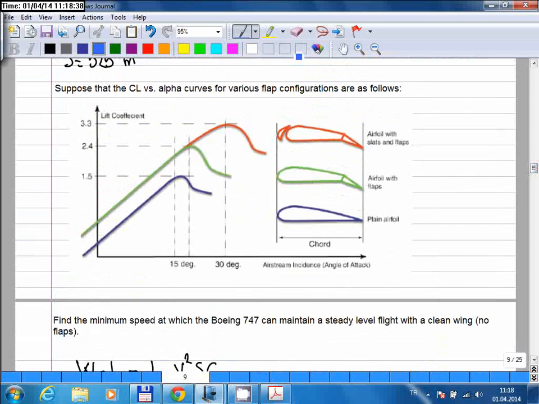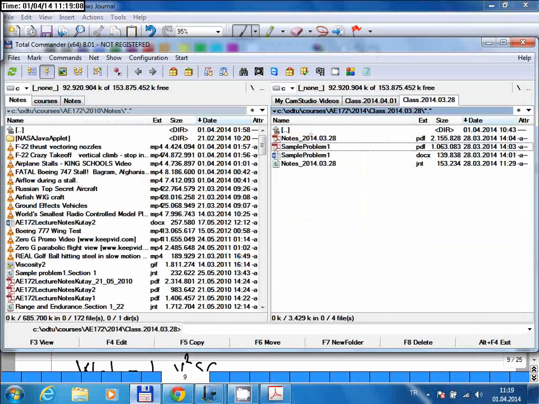Okay, so at that point, at the lowest possible flight speed, the angle of attack should be equal to the value that gives the maximum lift coefficient. And if the angle of attack gets any lower or any higher, then the lift coefficient will be reduced. And this is the stall condition. So I would like to show you some videos regarding this stall, aerodynamic stall.